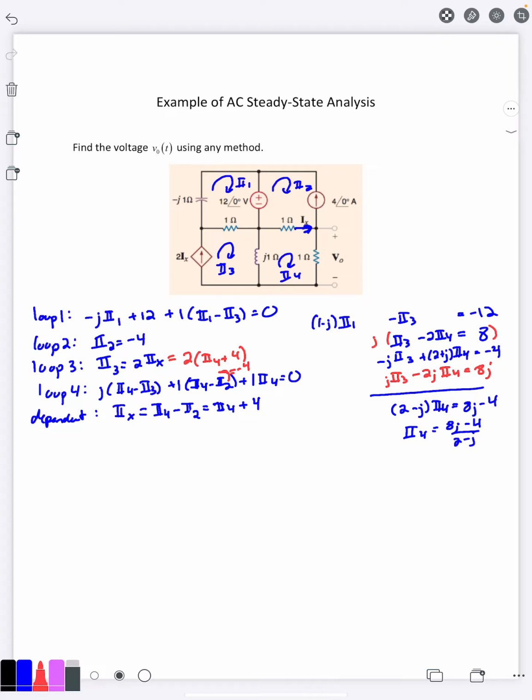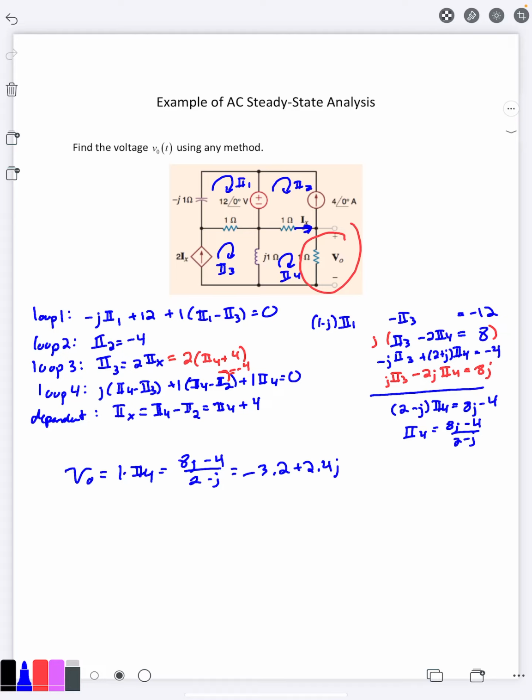But I want to point out something here. We're looking for V0. And that happens to only depend on I4, so I can actually not even bother finding the other currents. I can just go straight to the V0 phasor is R, which was 1, times I4. So that's going to be 8j minus 4 over 2 minus j. I'll go ahead and divide those on my calculator. So 8j minus 4 divided by 2 minus j. That gives me a negative 3.2 plus 2.4j.